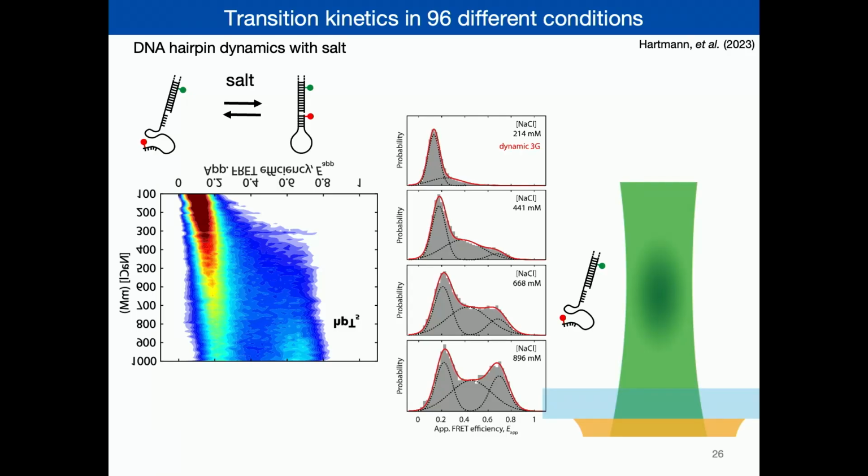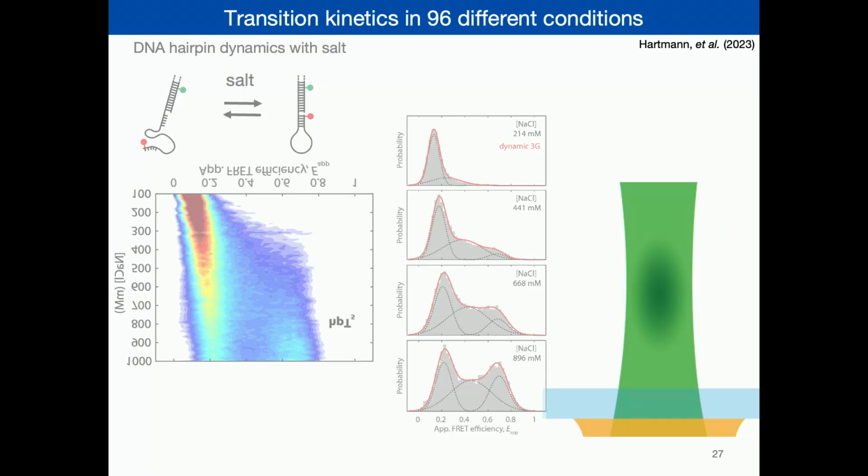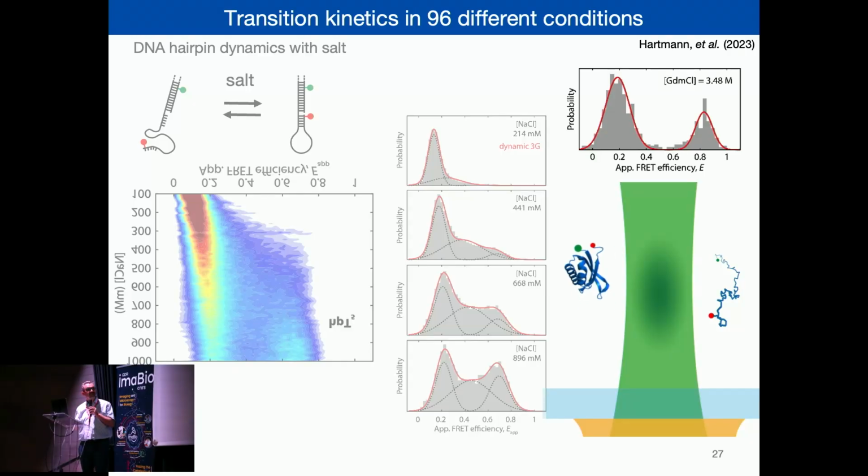If you have a molecule diffusing through your confocal volume, and it decides in between to change its conformation, the average transfer efficiency will be somewhere in between. This looks very different if you use something that is very slowly and rarely changing the conformation, for instance, a protein. This is also shown in the paper. This doesn't typically change its conformation within the observation time, and then the transfer efficiency has these two distinct peaks.